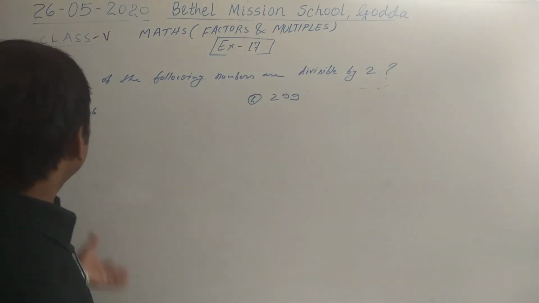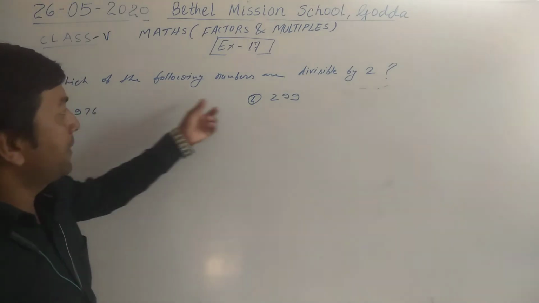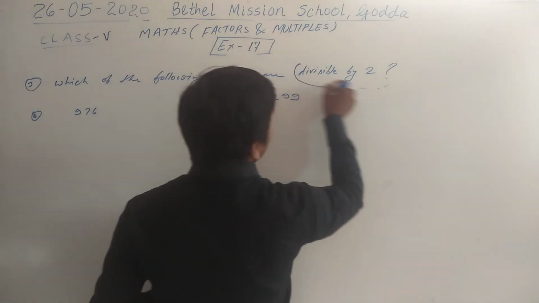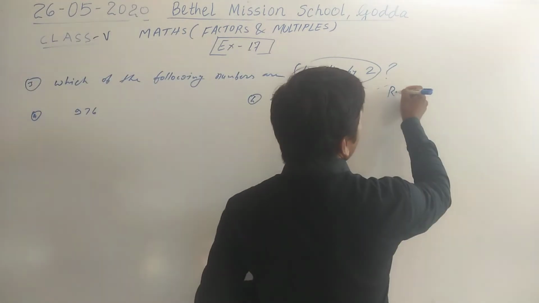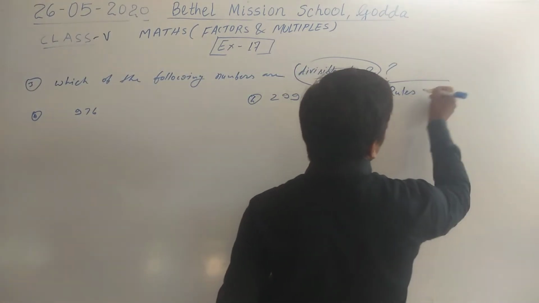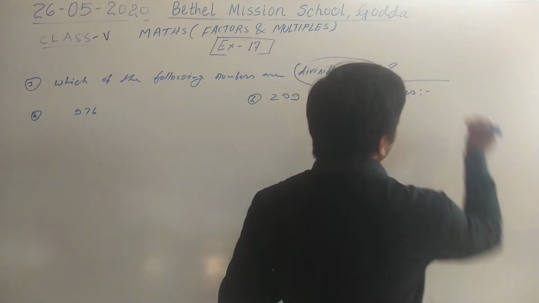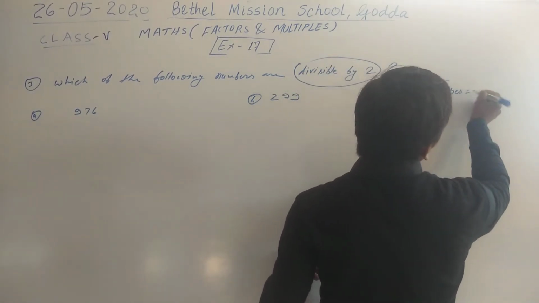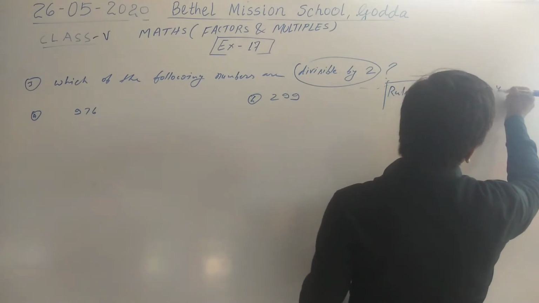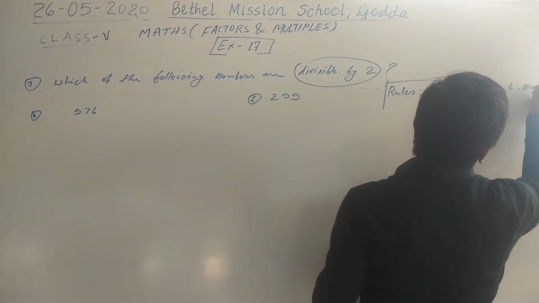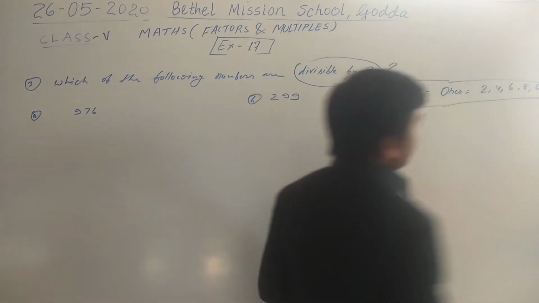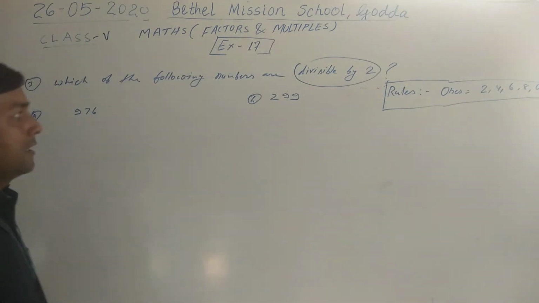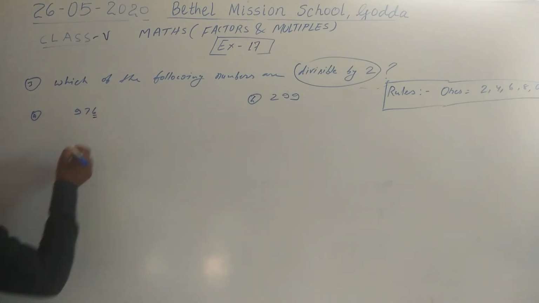Now we solve the third question. Which of the following numbers are divisible by 2? So the rule says, I have already taught you the rule: if the ones digit is 2, 4, 6, 8 or 0, then we can say the given number is divisible by 2. We only have to check the ones digit.